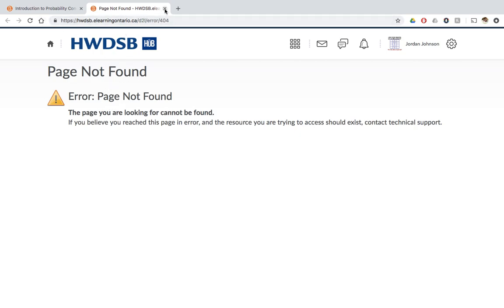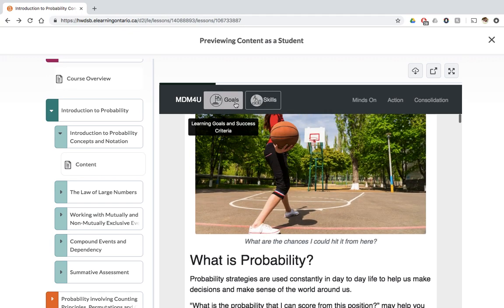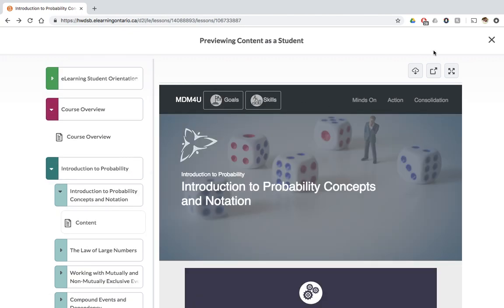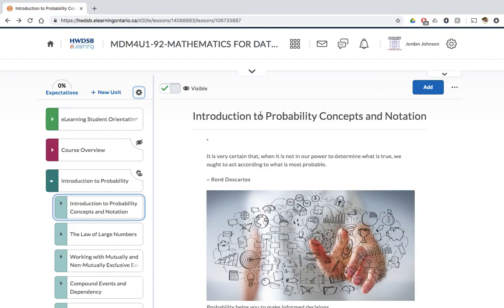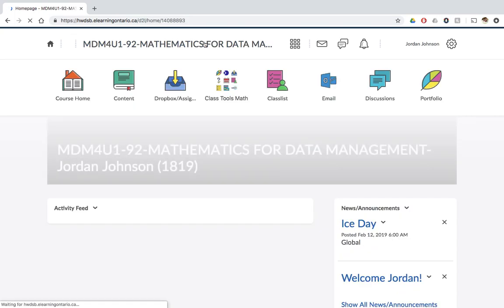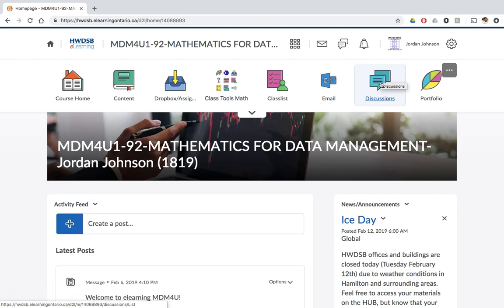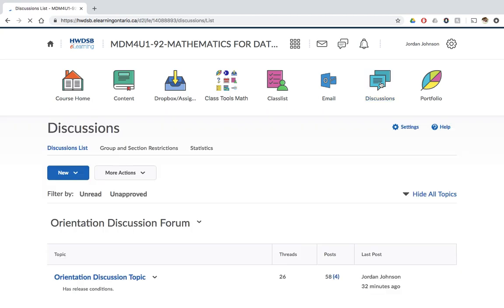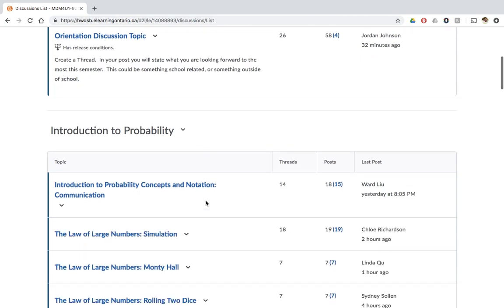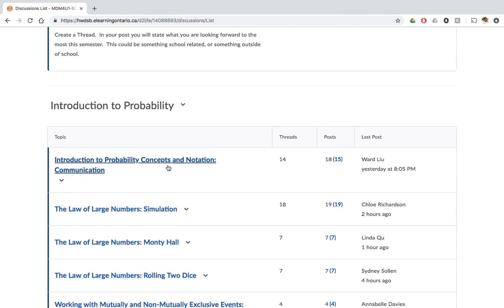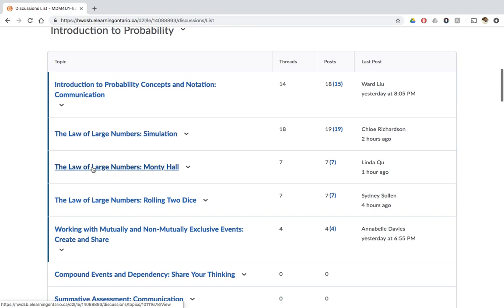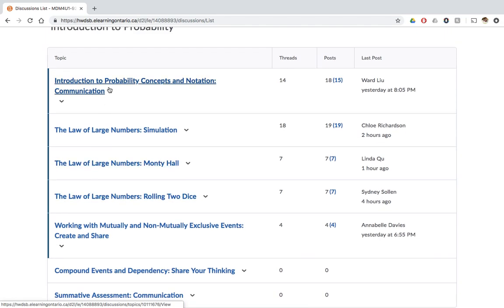So the way around it is if you go at the very top, I have to click out of here to say previewing as a student. Now I'm seeing it in teacher mode, but at the very top, when you go to your course, you can see discussions. I'm hoping you can see discussions. You would click on this to get to that, and you can see here's our unit, introduction to probability, and over here is the communication part where you'd click on it and talk about where you see probability in your own life. For example, some of you were talking about weather, like I said before.